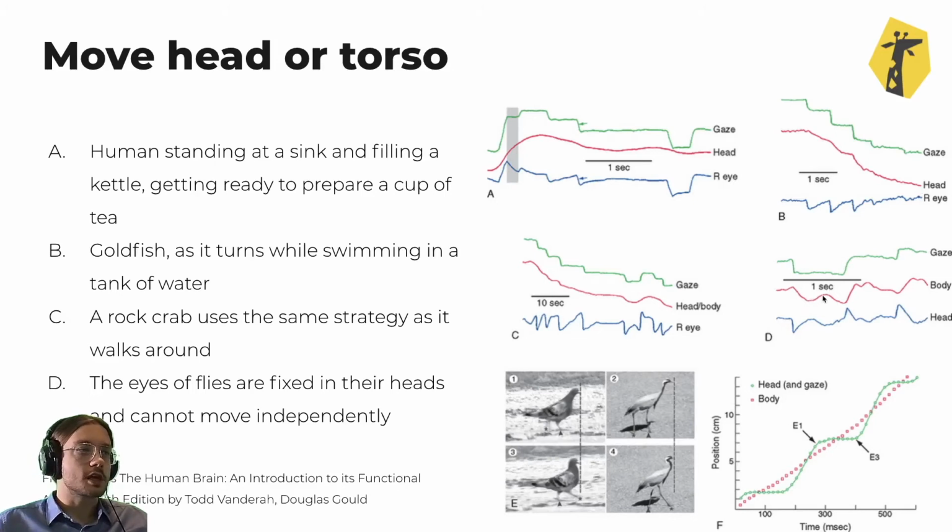But for example, the eyes of flies cannot move, so they move their body to move their eyes. And on the bottom picture, you can see that when the bird moves, it has to keep its head more and more static.